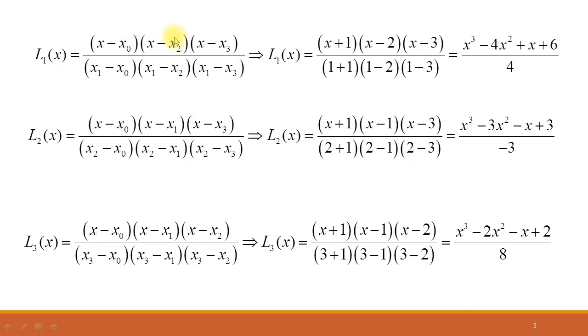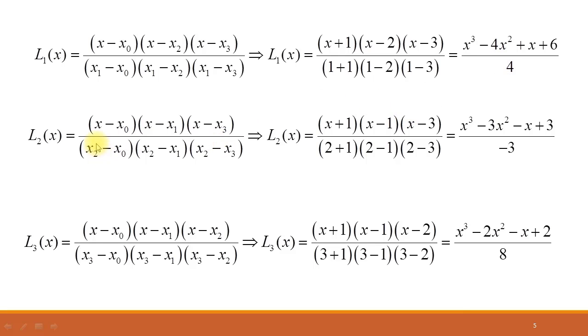Now putting the values of x0, x2 and x3 in the numerator, we obtain x plus 1 into x minus x2, x minus x3, and the value of x1 is 1 in the given table and the value of x0 is minus 1. So 1 minus minus 1, that is 1 plus 1, into 1 minus 2 and 1 minus 3. Now multiplying these three factors and simplifying, we obtain L1 is equal to x cube minus 4x square plus x plus 6 divided by 4.